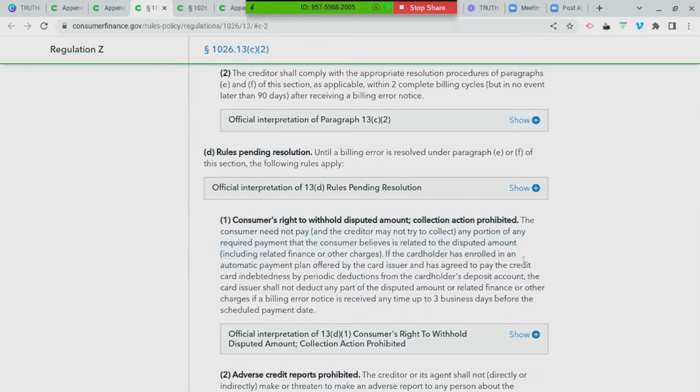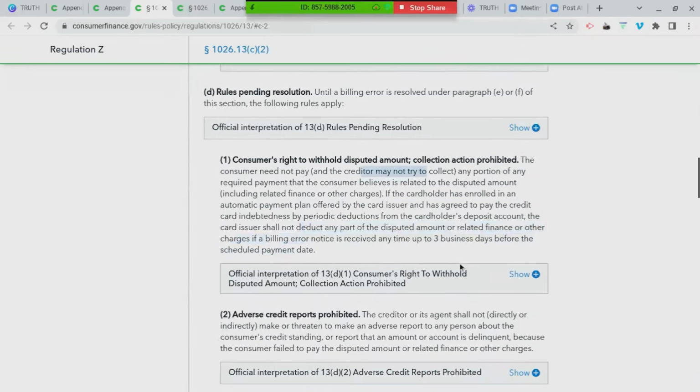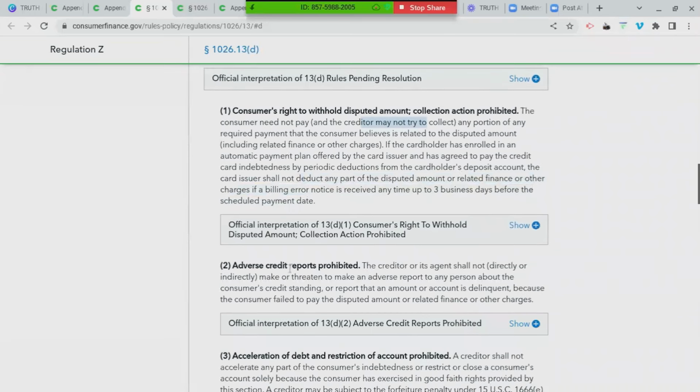So if the cardholder has enrolled in any type of automated payment plan offered by the card issuer and has agreed to pay the credit indebtedness by periodic deduction, so monthly payments from the cardholder's deposit account, the card issuer shall not deduct any part of the disputed amount or related finance charge or other charges if a billing error notice is received anytime up to 3 business days before the scheduled payment date. So if you let them know before the 3 business days before the scheduled payment date that you have a billing error dispute, they're not supposed to try to collect on you, and they're not supposed to restrict your account. So here, that is right here.